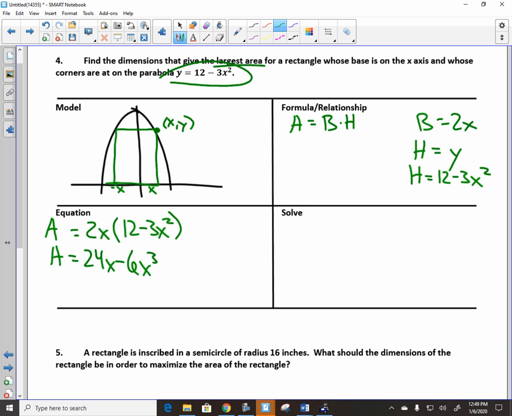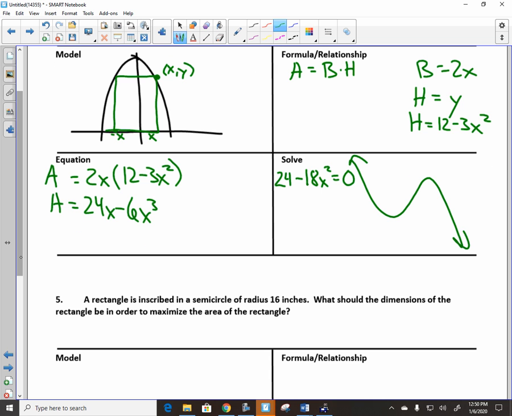The derivative, do you know what that shape looks like? Yeah, it goes like this because it's negative, right? So are we going to want the first one or the second one? You're going to want the second one. What's the derivative? 24 minus 18x squared. Set that equal to 0. So 24 is equal to 18x squared.